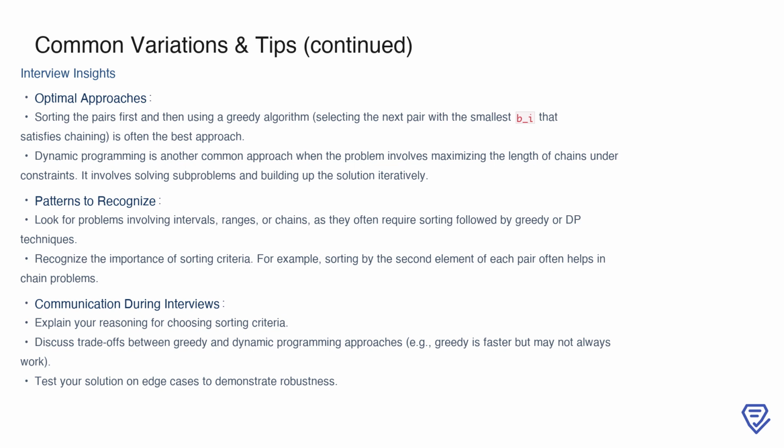Beyond specific methods, you should also recognize common patterns in these types of problems. For instance, if a problem involves intervals, ranges, or chains, it often requires sorting followed by either a greedy or dynamic programming solution. Pay close attention to sorting criteria, especially when chaining depends on the second element of each pair. During interviews, it's important to explain your reasoning for choosing a particular sorting criteria, discuss the trade-offs between greedy and dynamic programming approaches, and demonstrate that your solution handles edge cases effectively.